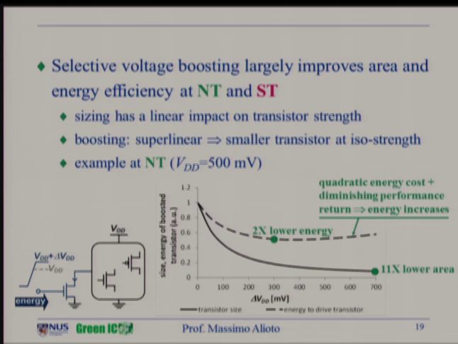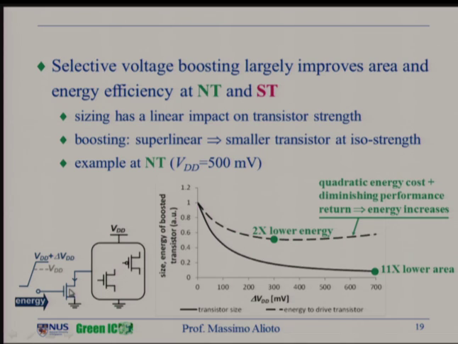So this suggests the idea that selective voltage boosting can improve significantly both area efficiency and energy efficiency. What I mean by selective voltage boosting is that we raise occasionally and with fine granularity the supply voltage of small portions of the circuit. Let me show an example that can be pretty representative. Let us assume that we have a large transistor with large strength, which is driving a large network, could be a digital module, with lots of transistors, but small.